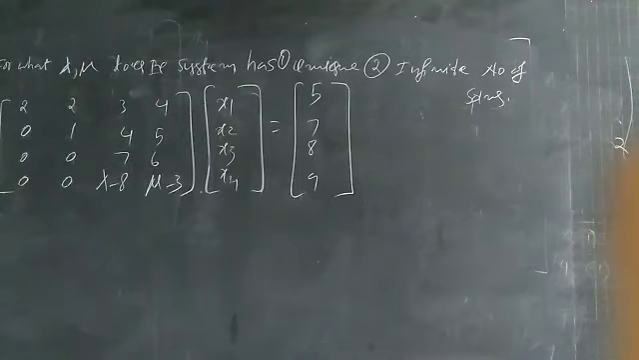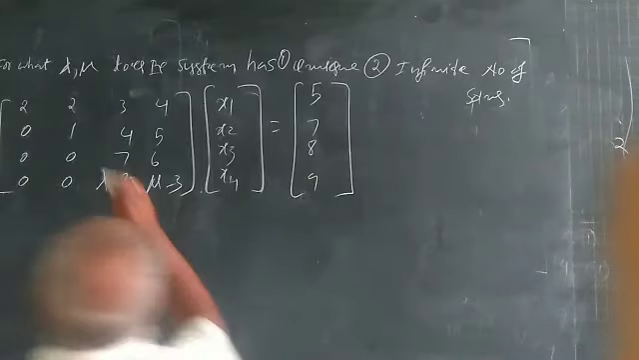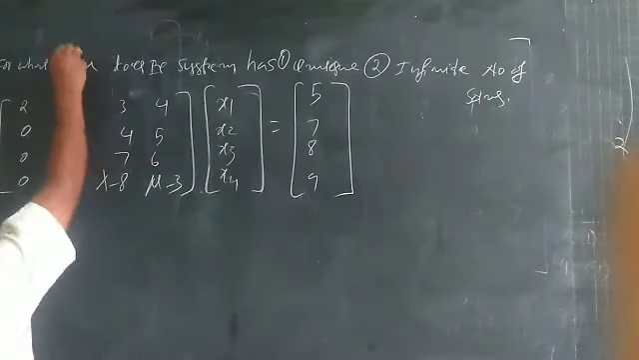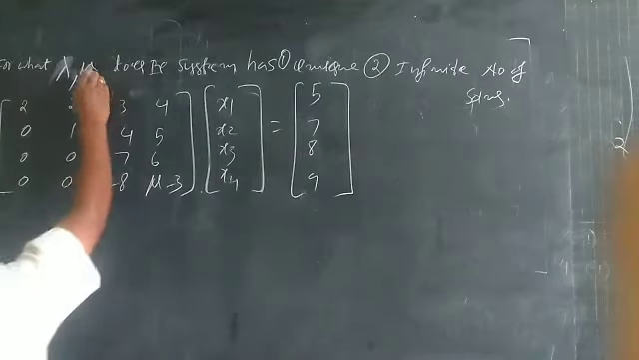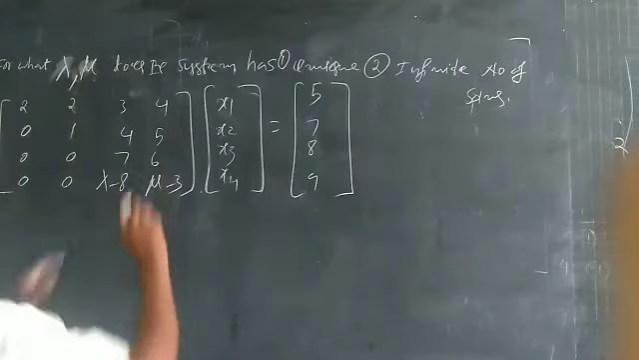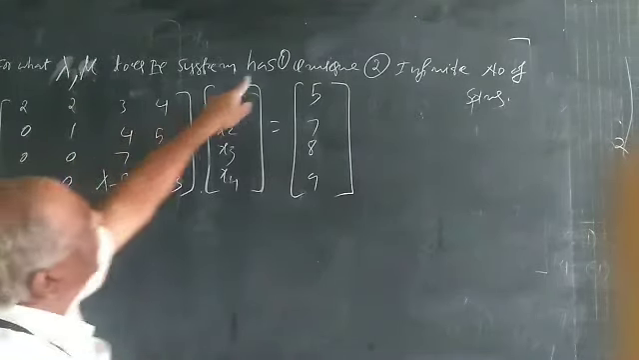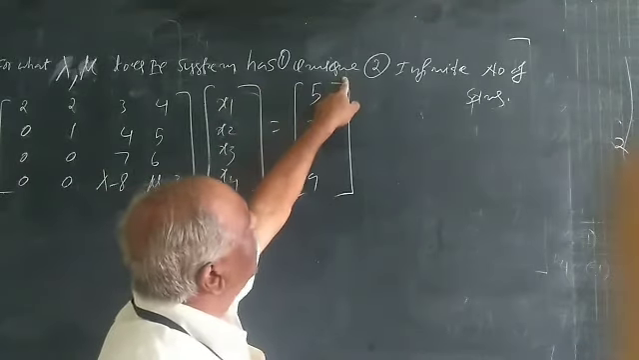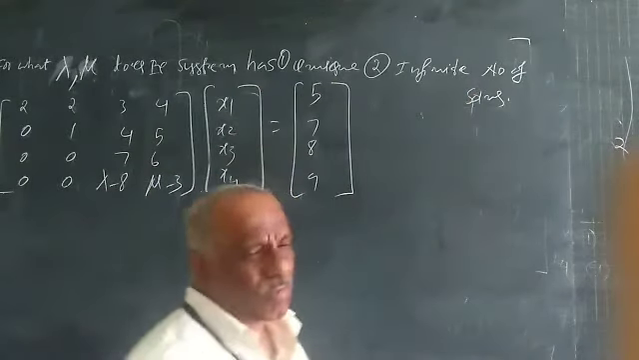Okay, let us start with the next problem. For what value of lambda, mu does the system have number one, a unique solution, and number two, an infinite number of solutions?